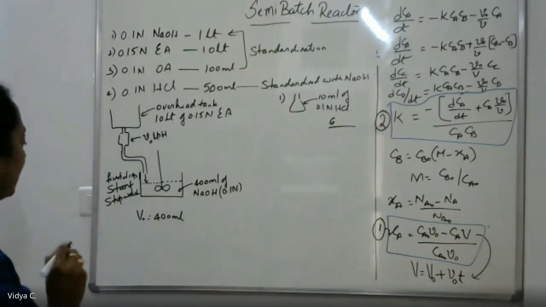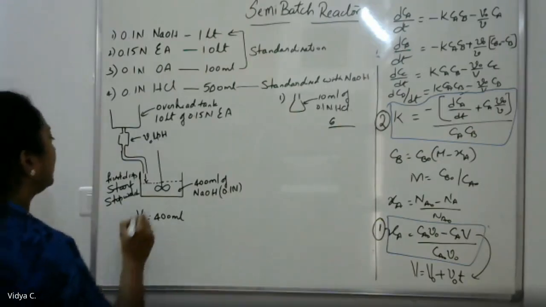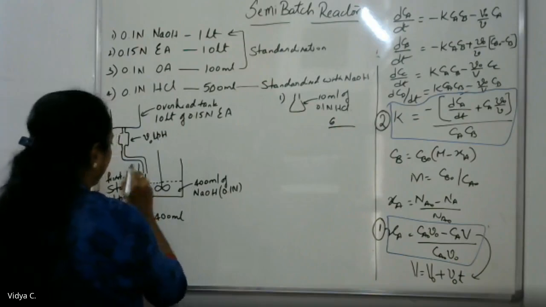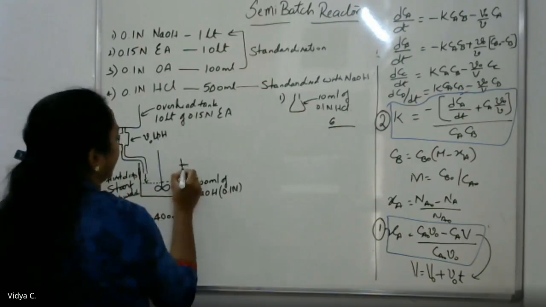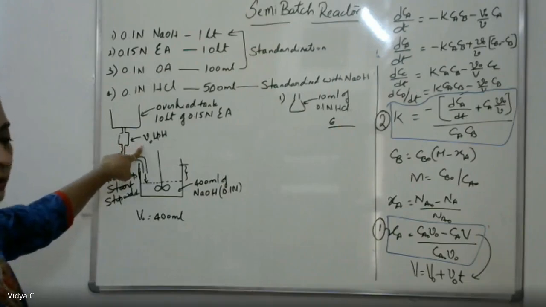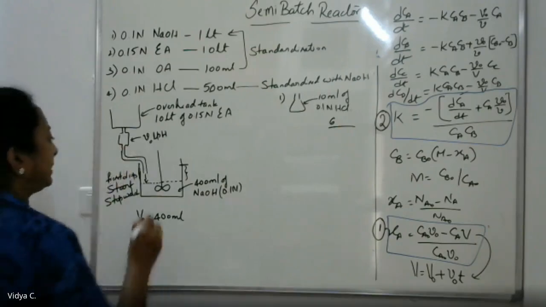Okay, when the first drop comes, start the stopwatch. Allow the flow to continue for 10 minutes. Allow this reactant to flow for 10 minutes.